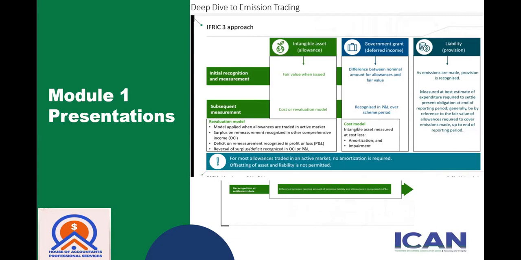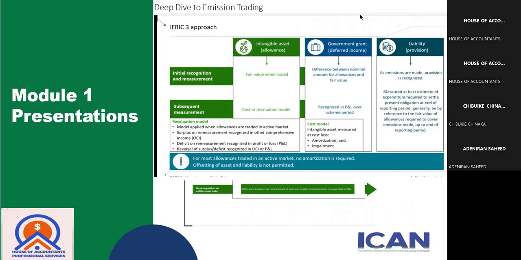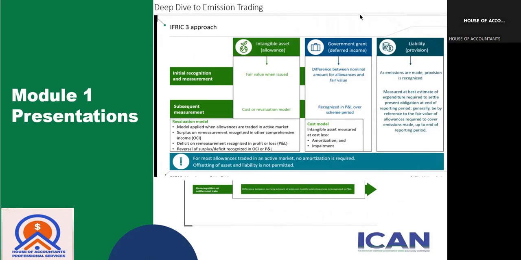Now, the government that is giving to us, we are going to look at it as a government grant. So it's going to be the difference between the nominal amount for allowance and the fair value. And what are we talking about? I think I should come back to the revaluation model here. The model applies when allowances are traded in active markets. Okay? At active markets. Then surplus on remeasurement is recognized in other comprehensive income, that is normal. Then deficit on remeasurement is recognized in profit or loss. Then reversal of surplus or deficit is recognized in OCI. It's still the normal accounting process we have been doing.